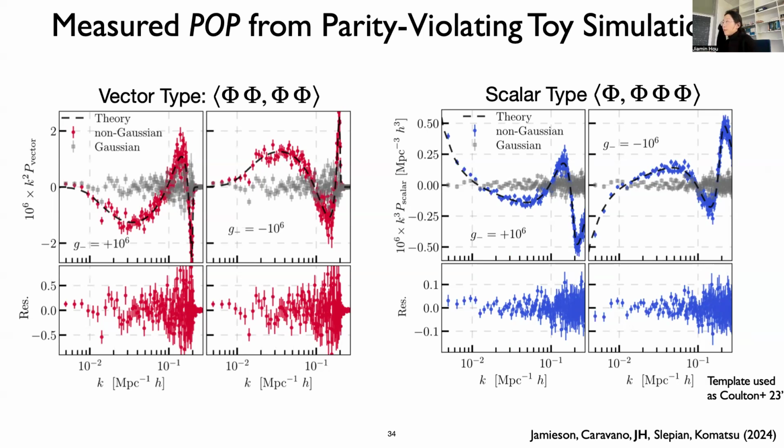Then we tested these POPs using simulations that incorporate a parity violating mechanism, following the template outlined in Cahn et al. For each simulation, we applied two different coupling constants, one positive and one negative. Taking the vector POP as one example in the left panel, the measurement is represented by the dotted curve with error bars in red. As a contrast, we also ran simulations using a pure Gaussian random field and applied the same estimator. In these Gaussian simulations, the measured POPs are consistent with zero, as shown in the gray curves. Finally, we computed the theoretical prediction for the POP in the presence of parity violation, which shows good agreement with the measurement.